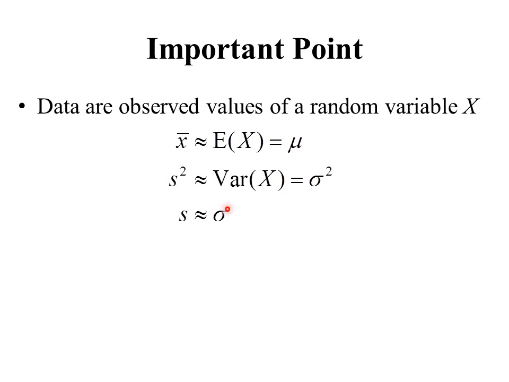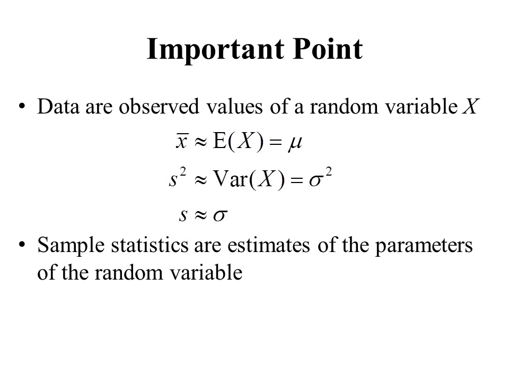We denoted that sigma. Now, a sample mean x bar is approximately equal to the expected value of the random variable. So a sample mean is an estimate or an approximation of the mean of our random variable. Likewise, a sample variance s squared is an approximation of the variance of our random variable. A sample standard deviation is an approximation of the standard deviation of our random variable. So, in other words, in generic terms, sample statistics are estimates of the parameters of the random variables.